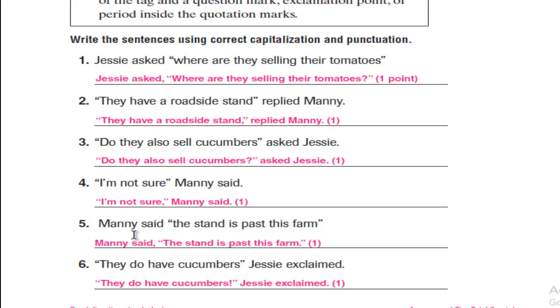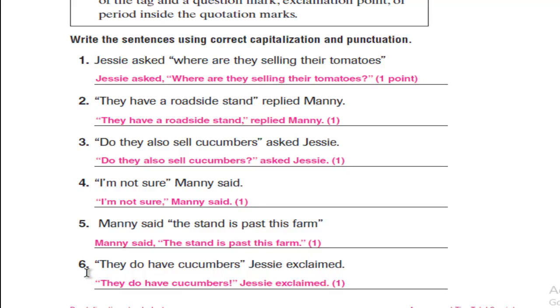Number 5, Manny said the stand is past this far. So Manny said, so the quotation comes next or at the end. So Manny said, comma, then write the quote between the quotation marks. You have to start with a capital letter and end with a period. It's a sentence, so you have to end it with a period.